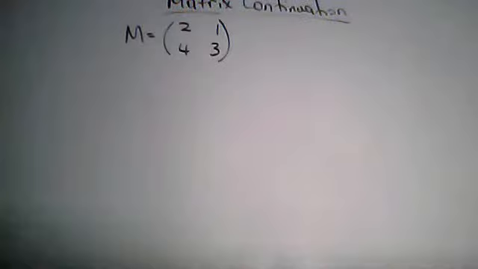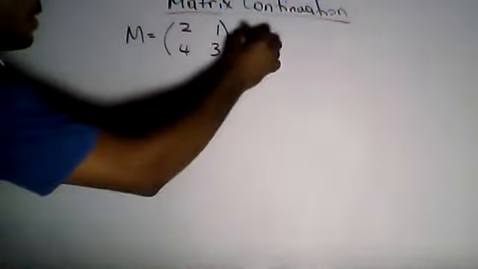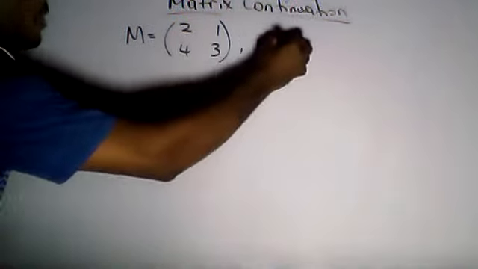This one. Same thing we're doing over and over, so I'm just going to do the entire thing. They said M is equal to 2, 1, 4, and 3. That's what they say matrix M is. They say evaluate M inverse. So they want the inverse of M.